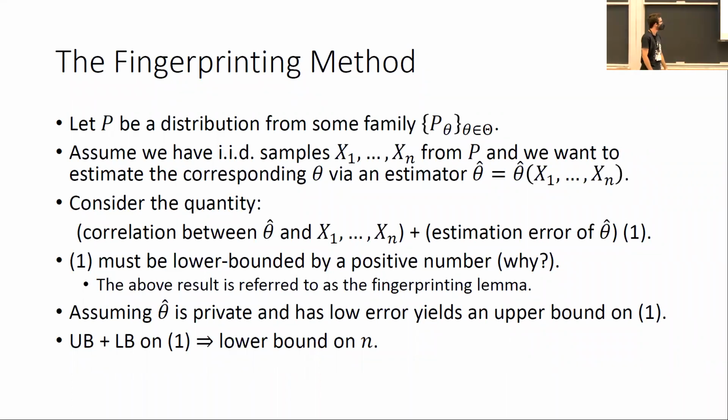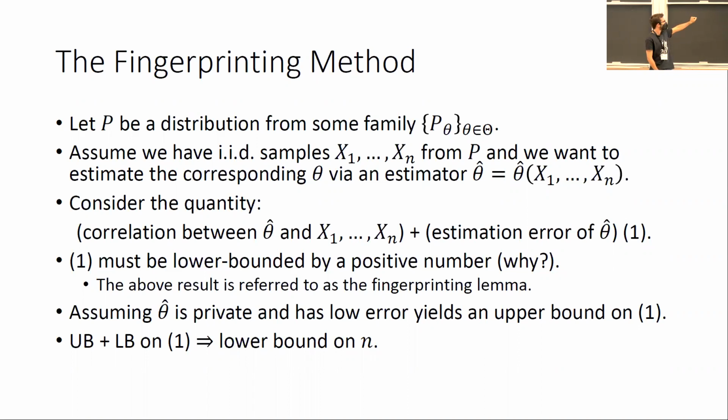The reason for that is that if the first term is small, it means that we're outputting something that is uncorrelated with the input samples. So our estimator is not really taking into account what it's being fed with. In such conditions, it can't really have low estimation error. So these two quantities cannot be too small at the same time. We sort of have a correlation-accuracy trade-off here. What I just described is commonly referred to as the fingerprinting lemma.